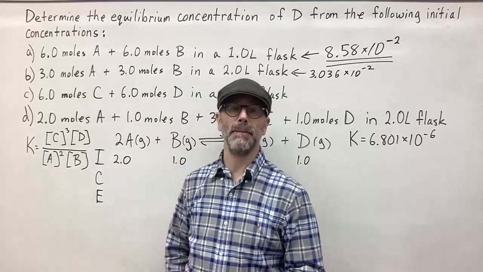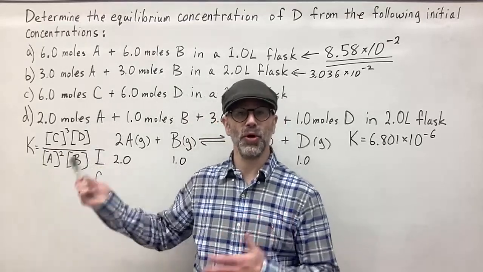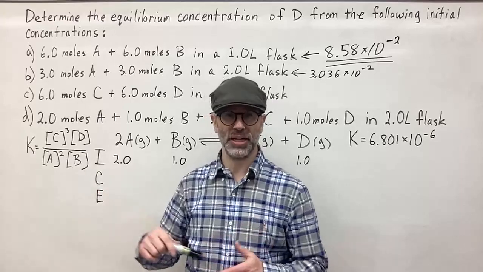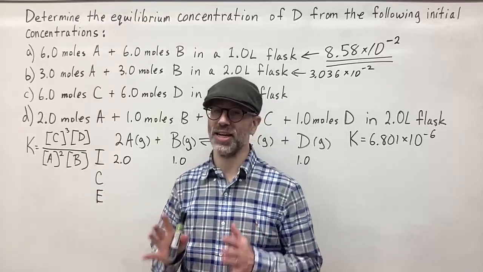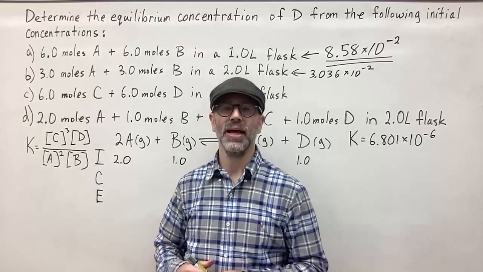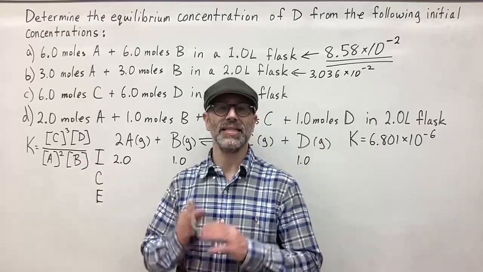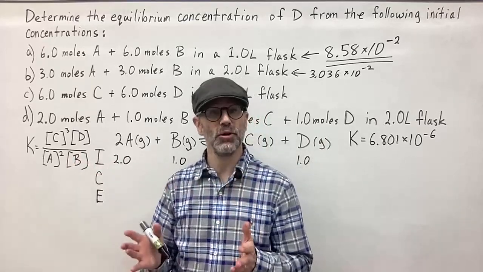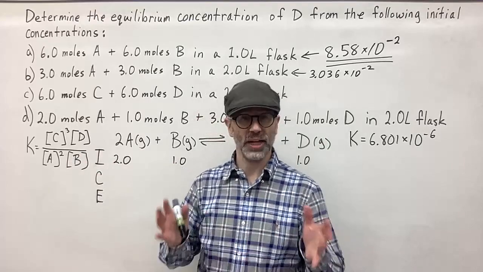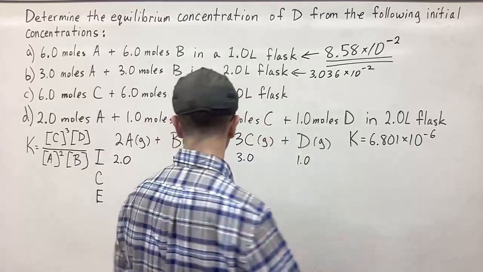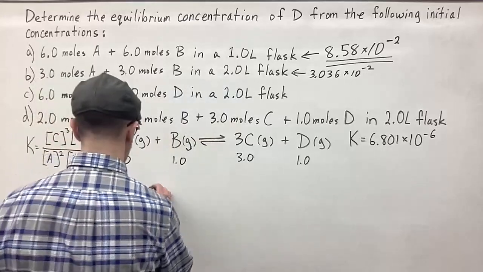Q is the same, but you're putting in non-equilibrium concentrations, so concentrations that aren't necessarily at equilibrium, and then you compare your Q value to K and see how close you are to the equilibrium constant. So let's go ahead and calculate Q. So I'll use this space here.